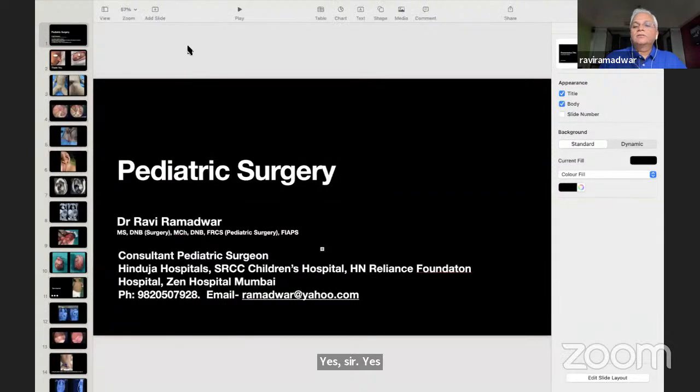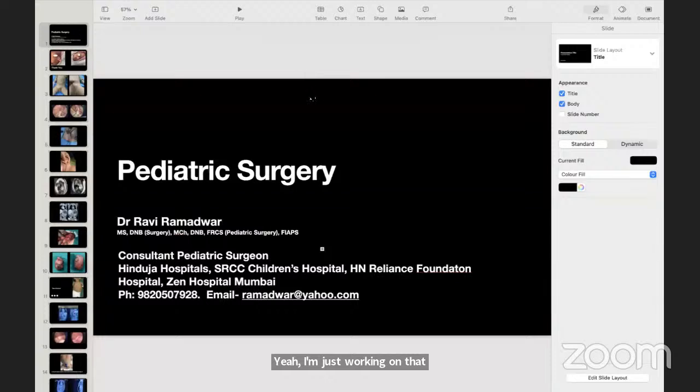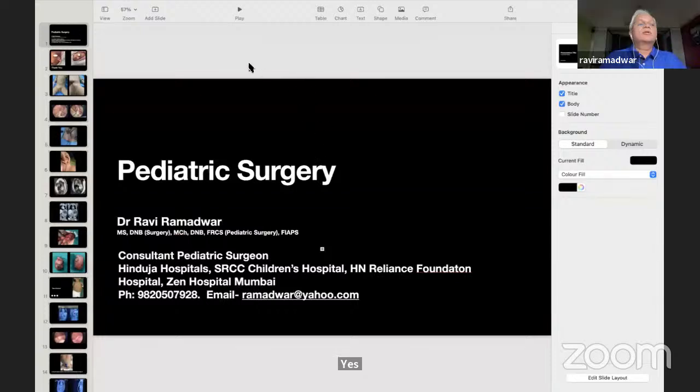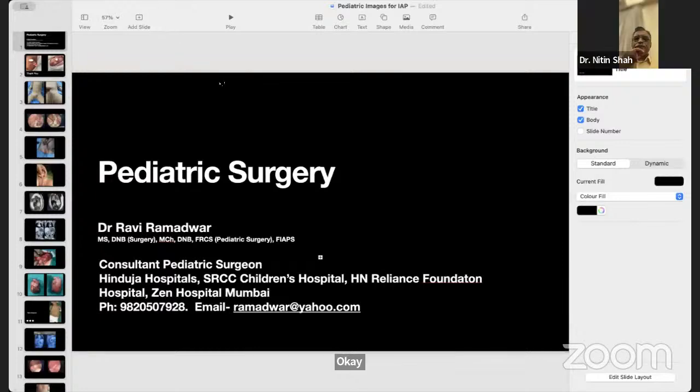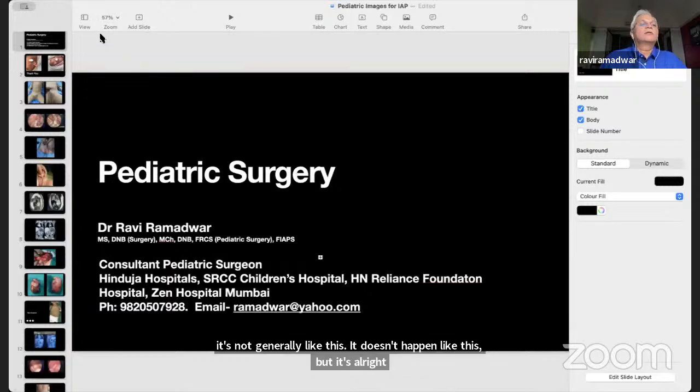Okay, got it? No, it's still not showing full screen. Sir, you have to click on the slideshow. I have clicked on the slideshow, but I don't know what's happening. Sorry, it's not generally like this. It doesn't happen like this, but it's all right. We'll work on that. But you're able to see my slides, no? Yeah, right, it's okay. You continue. It's okay.